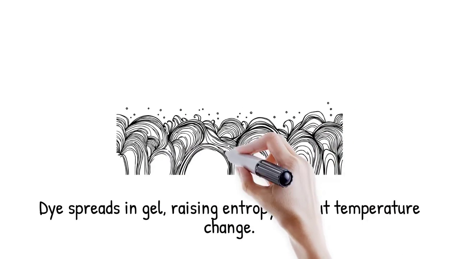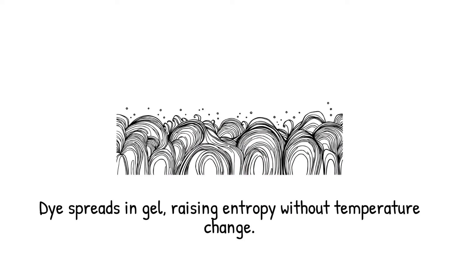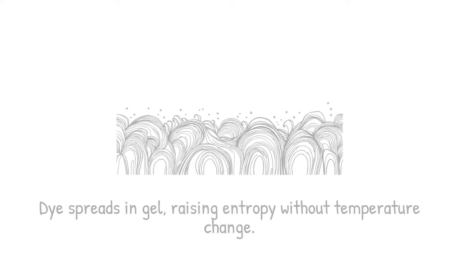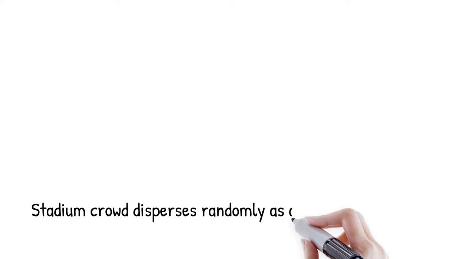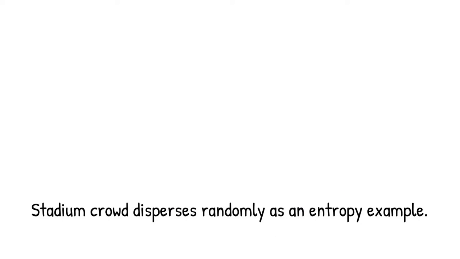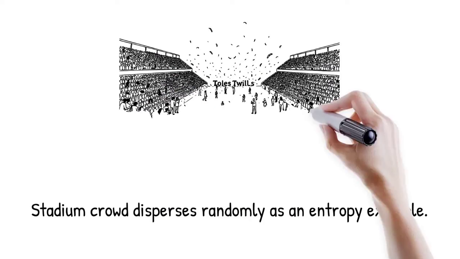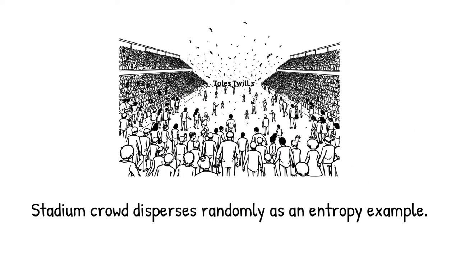Dye molecules spreading uniformly through a gel block in a sealed beaker raise entropy without any temperature change. It's like crowd members wandering randomly in a stadium until everyone is evenly dispersed. No energy is added, but order is lost.